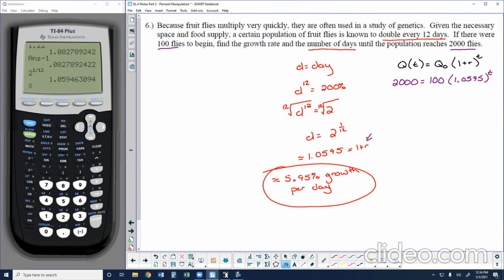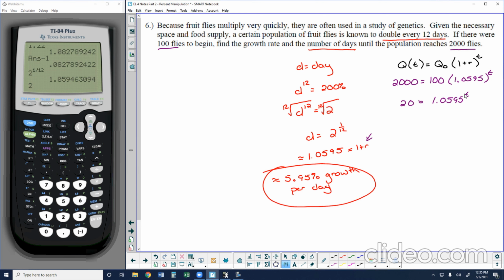Now, a couple of ways that we could do this. We could solve this algebraically, or we could solve it graphically. I'm going to solve it algebraically in this case. So what we would do is divide both sides by 100. If I divide 2,000 by 100, we get 20, equal to 1.0595 to the t power.